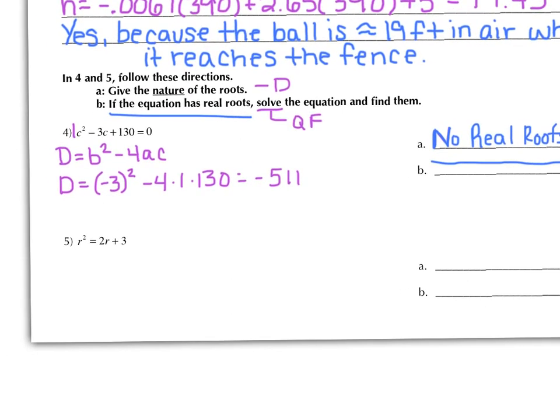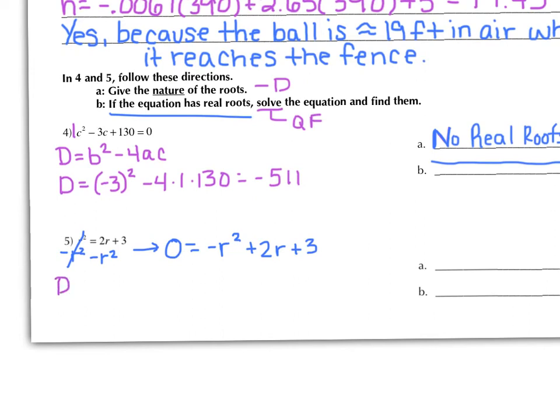Now, the problem with the second one is it's not in standard form. So before we can start, we either have to move this to this side, or we have to move both of these over to this side. Okay? So I'm going to move the r squared to the other side, because it's just easier to move one thing than two. Minus r squared, minus r squared. And so now my equation is going to say 0 equals negative r squared plus 2r plus 3. And now this is what I'm going to use for finding my discriminant and my roots.